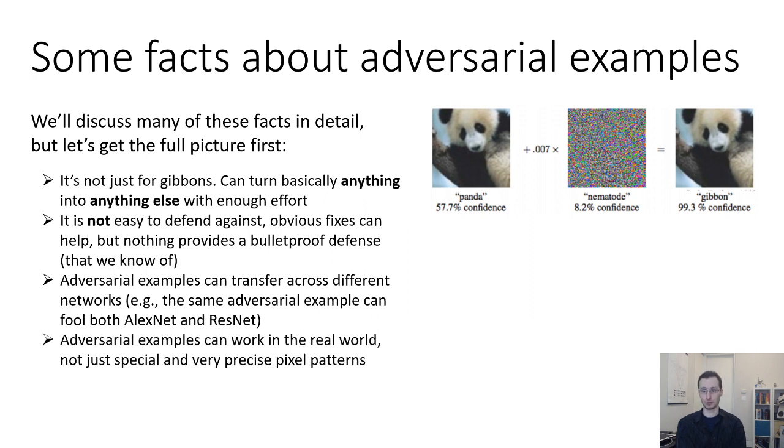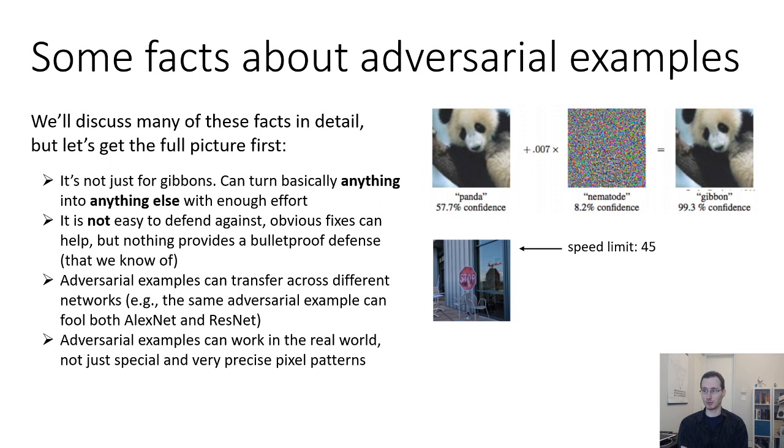Adversarial examples can work in the real world. They're not just special and very precise pixel patterns. What is this image? It's a 45-mile-an-hour speed limit. The photograph was not altered. The photograph was just taken with a regular handheld camera. What was altered is the sign. That bit of smudge on the sign that looks kind of like dirt was actually selected in a very careful way so that photographs of the sign, normal, natural, unaltered photographs from many different distances and angles, would all be consistently classified as a 45-mile-an-hour speed limit sign.